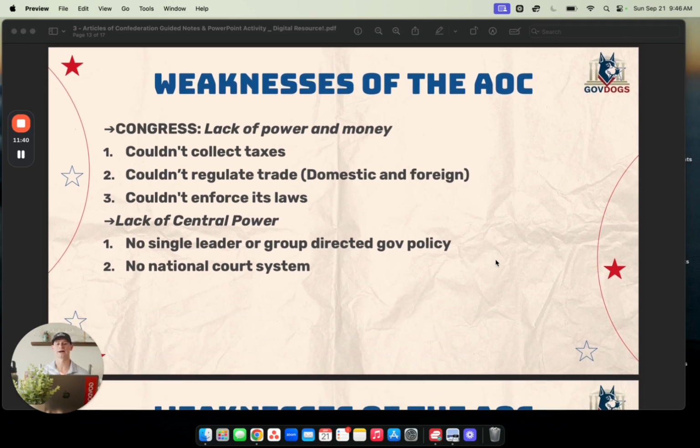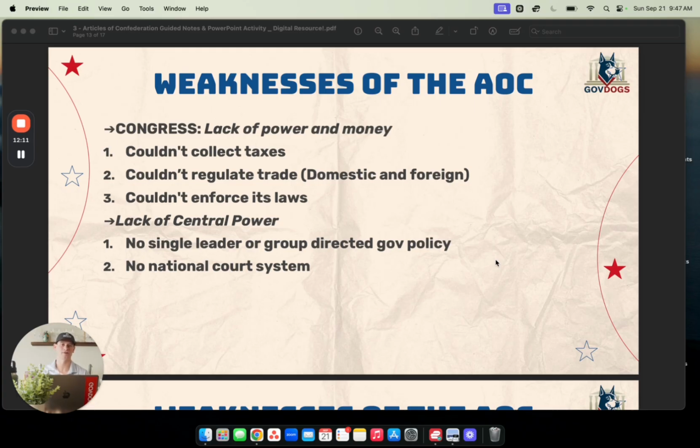All right, Congress also lacked power and money. Governments need one thing to function, and that one thing is money, okay? Every government needs it, just like every business needs it. So they couldn't collect taxes, right? Which means they had no money. They couldn't regulate trade. Okay, so in between states, they couldn't regulate trade. They also couldn't regulate trade with other countries. And they couldn't enforce their laws. So they couldn't even pass laws, basically. And then the laws that they did pass, they couldn't even enforce, right? So that's going to be an issue when you're trying to run a government.